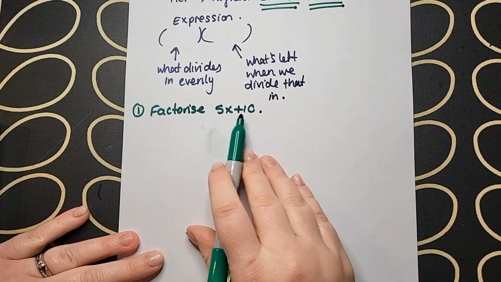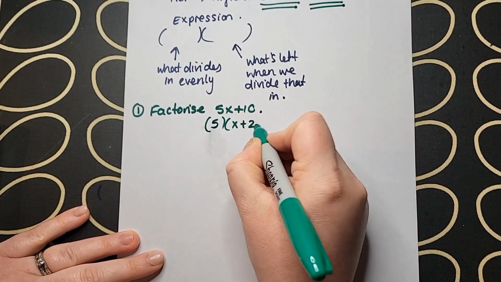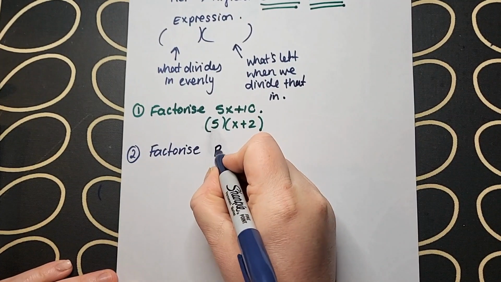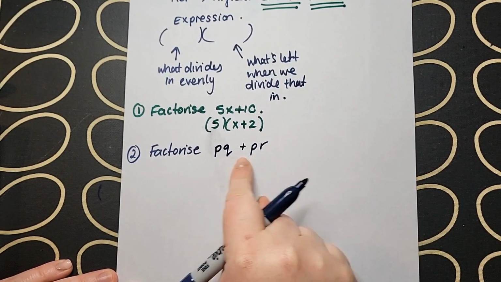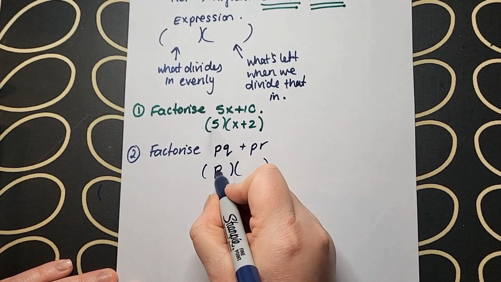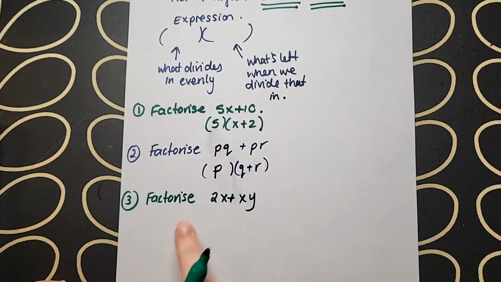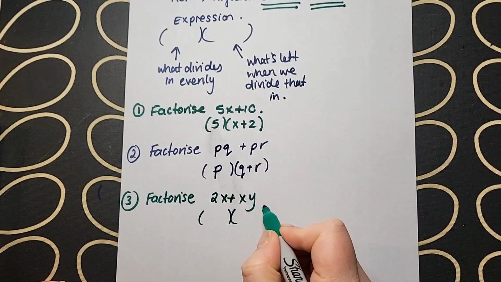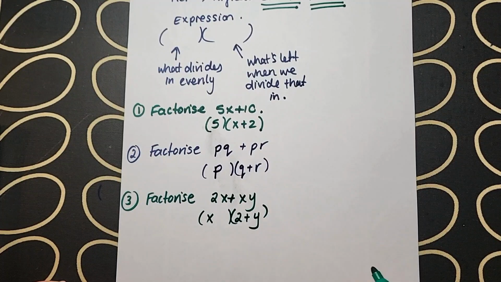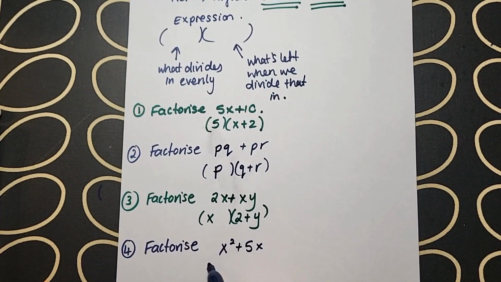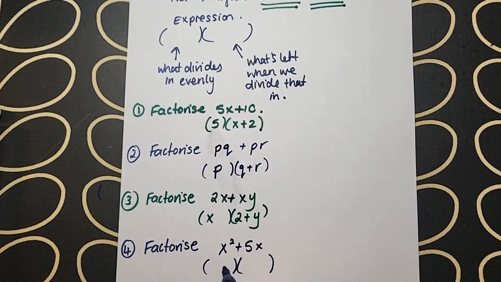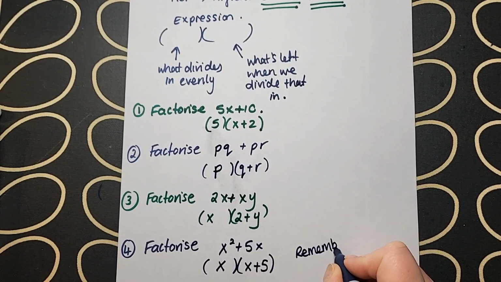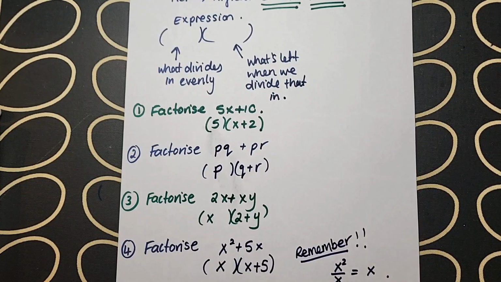So let's do a few examples. The first one here, we have 5x plus 10, and the only thing that is common or divides in evenly to both of those is a 5. So we take out the 5 and then we divide that into each part and leaves us with x plus 2. You can see in question 2 there I did something very similar with p, q and r. And in question 3 there we can see that x divides in evenly, so in the second bracket I write 2 plus y because I divide x into both of them.